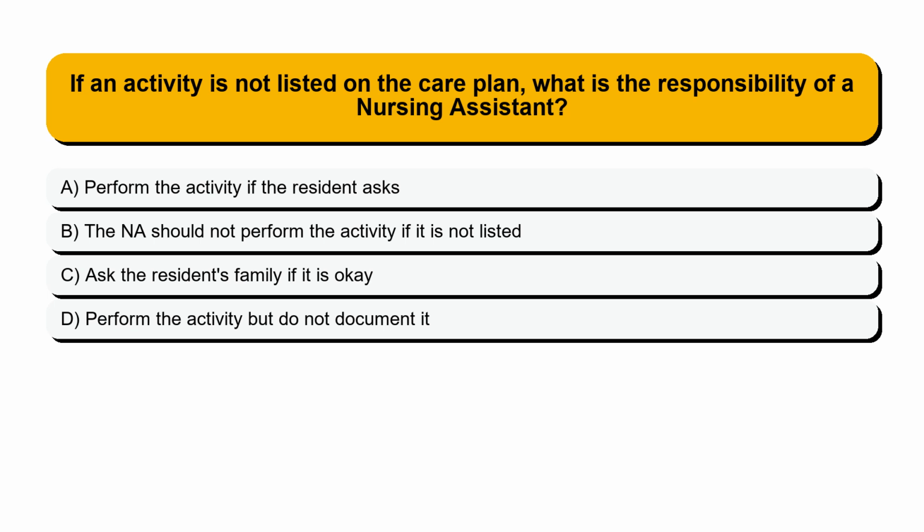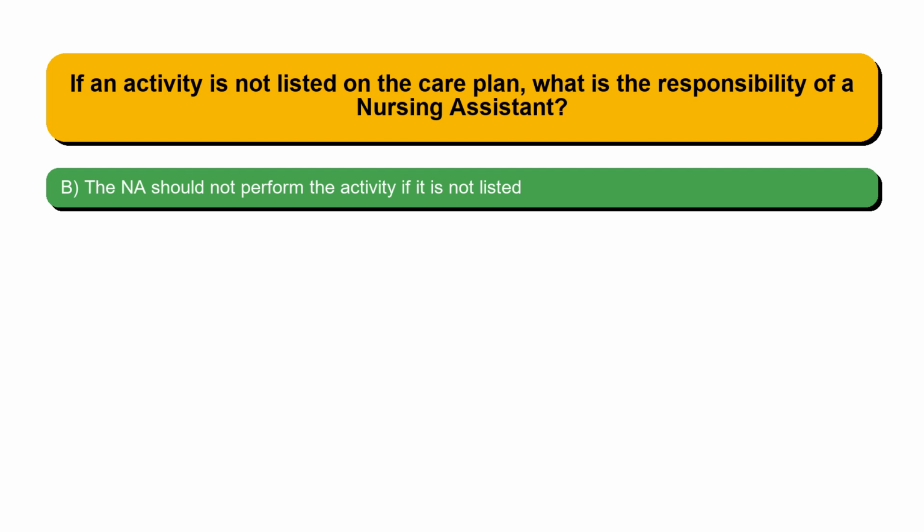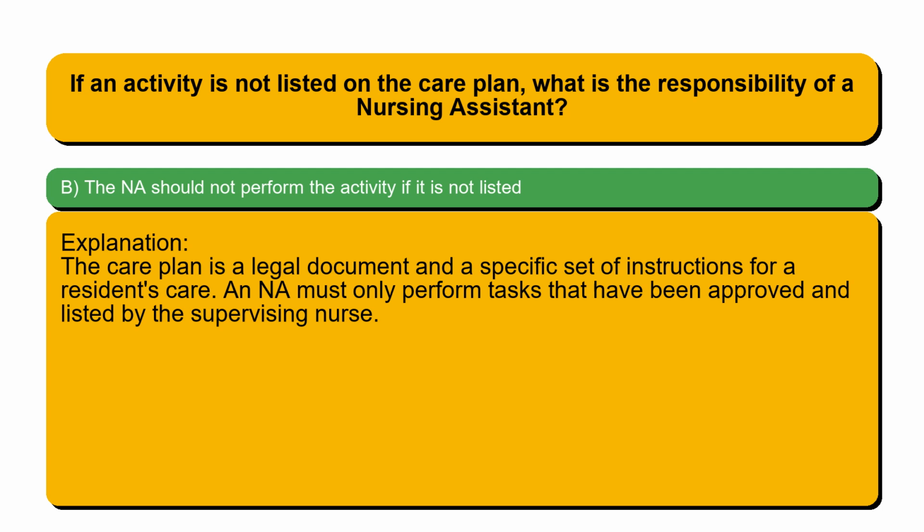Question 90. If an activity is not listed on the care plan, what is the responsibility of a nursing assistant? Option A, perform the activity if the resident asks. Option B, the NA should not perform the activity if it is not listed. Option C, ask the resident's family if it is okay. Option D, perform the activity but do not document it. The correct answer is option B, the NA should not perform the activity if it is not listed. The care plan is a legal document and a specific set of instructions for a resident's care.